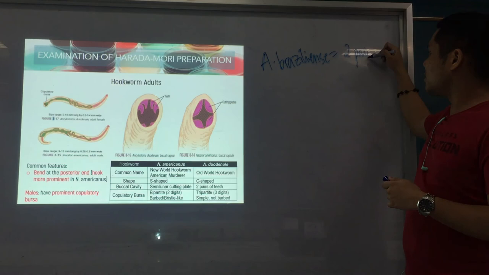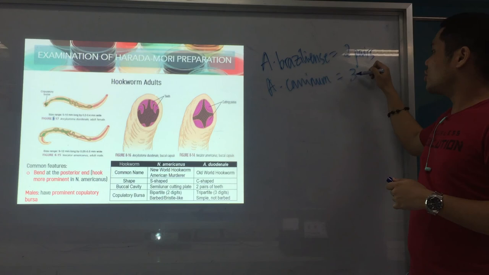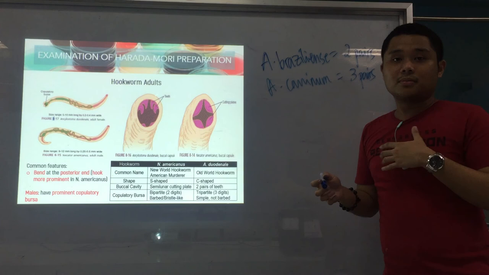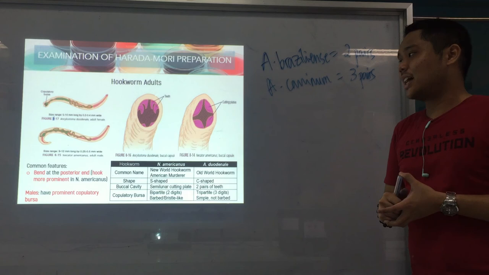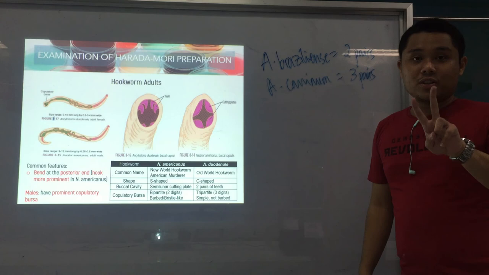But for A. caninum, the dog hookworm, there are three pairs. So the species with the most pairs of teeth is Ancylostoma caninum, the dog hookworm. Yes, three pairs of teeth, do not forget. But Ancylostoma duodenale, the species that infects humans, contains two pairs of teeth.